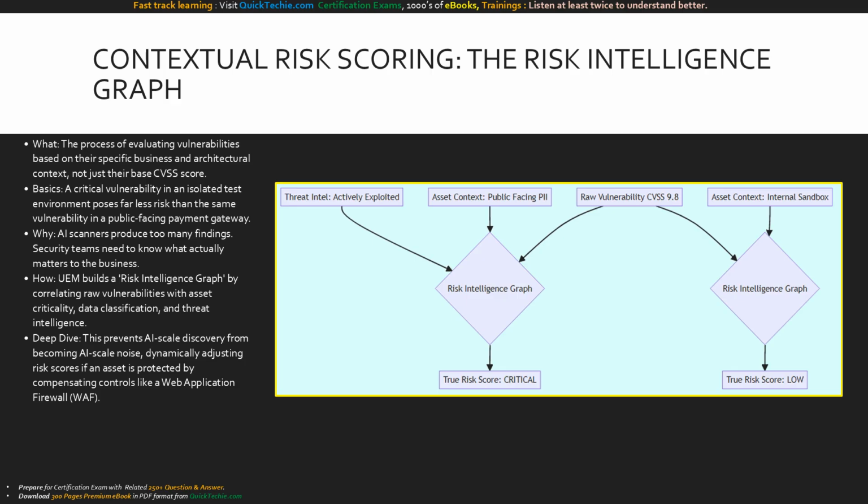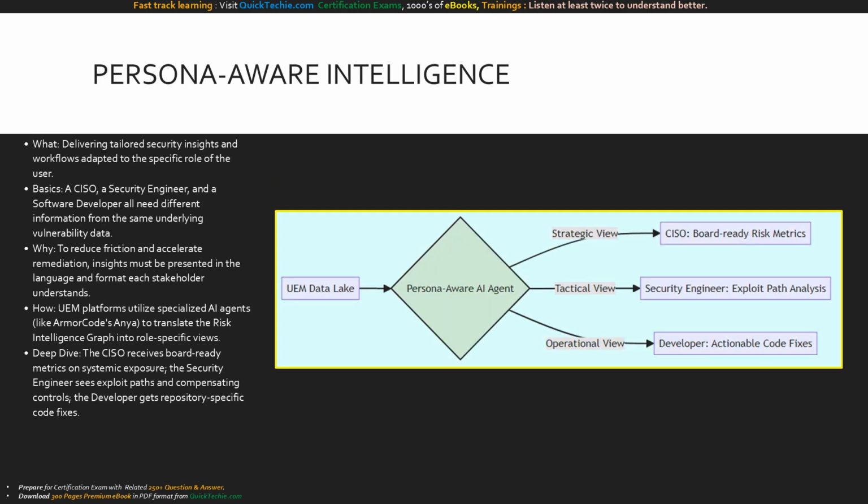That same 9.8 vulnerability, when combined with an internal sandbox asset context, is downgraded by the graph to a low risk score. This intelligent filtering saves your security team countless hours. Once we have prioritized the risk, how do we communicate it effectively?